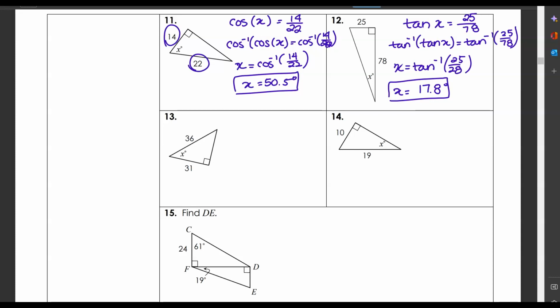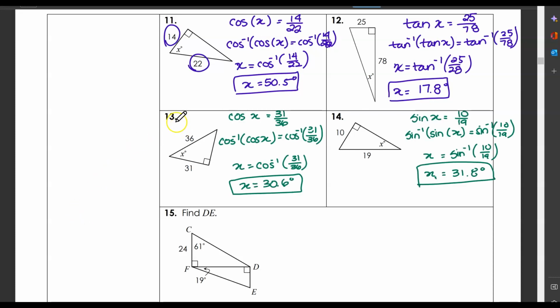All right, so looking at number 13 here, cosine of x is the best trig function for us to use for this problem. So we have 31 over 36, and then we find out that that degree is going to be 30.6.